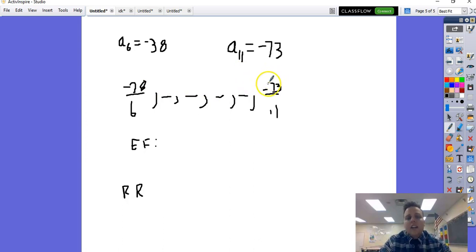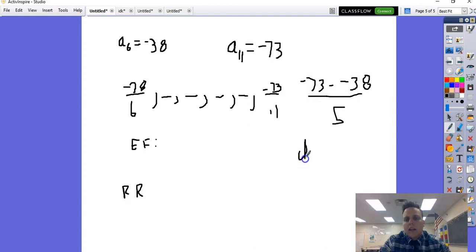So I can do what we talked about yesterday. I can take this last term that I have, negative 73, and I can say minus the other term I have, which is negative 38, divided by the total number of d's it would take to go from this term to this term. How many d's would that take? 1, 2, 3, 4, 5. Hopefully you realize that 5 is also the difference between the 11th term and the 6th term. 11 minus 6 is 5, divided by 5. This is what d is going to equal.